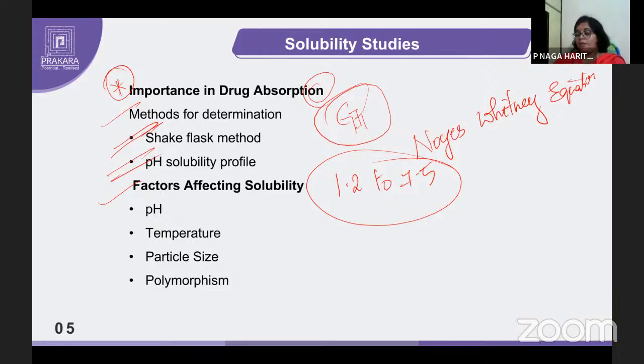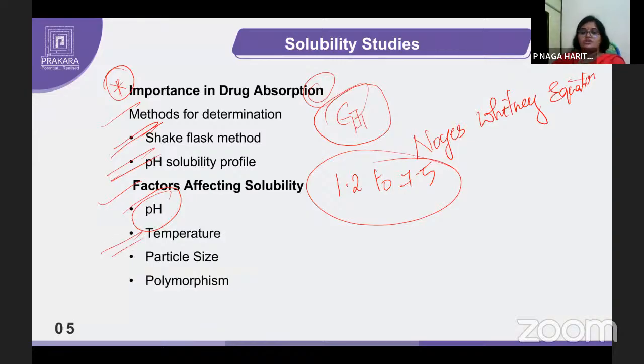So first, let us see how pH is influencing the solubility. Drugs exhibit this pH-dependent solubility. For instance, weak acids like ibuprofen are more soluble in alkaline pH, whereas propranolol, which is a weak base, will be soluble in acidic pH.